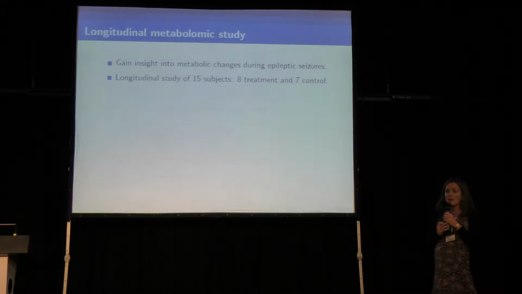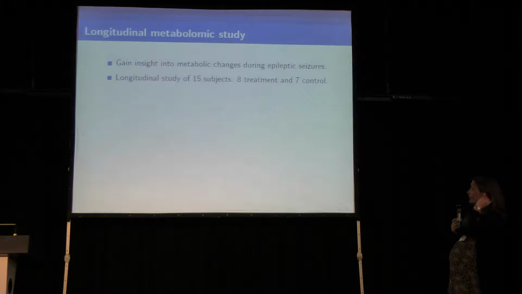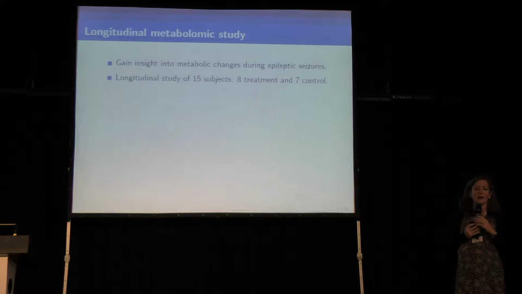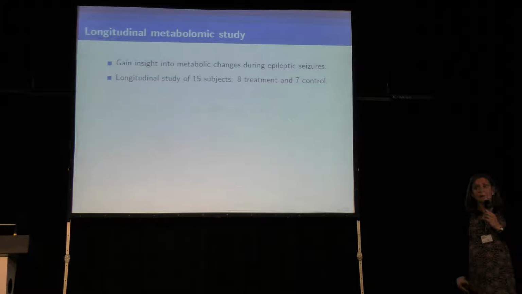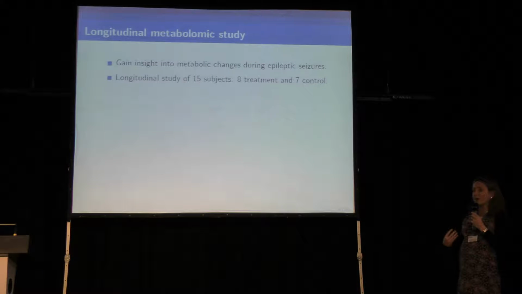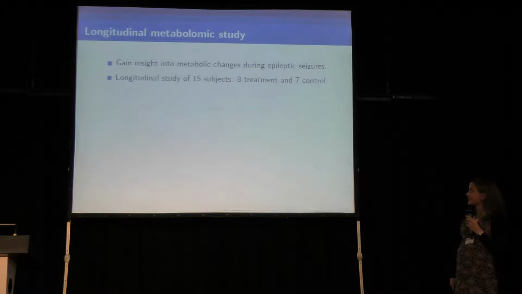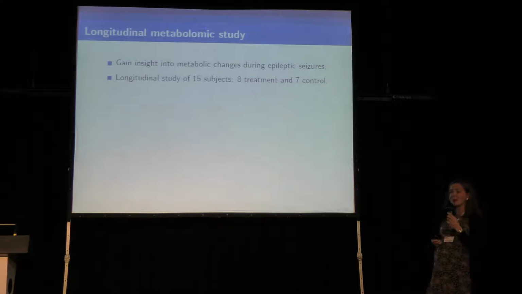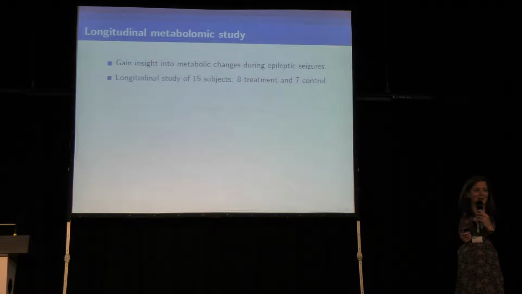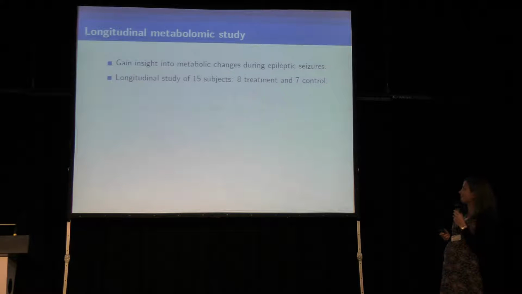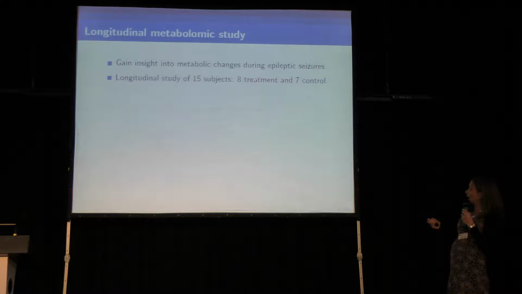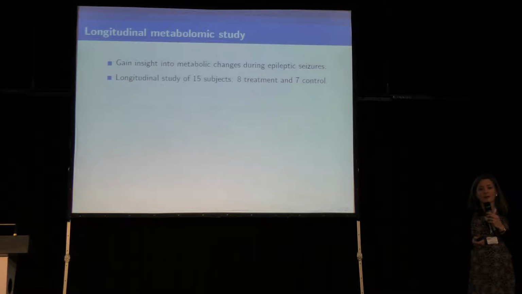The study itself that Lorraine developed in UCD was to essentially gain insight into the metabolic changes that are going on in someone's system when they have epileptic seizures. When I say small n, or small sample size, I mean small: 15. I asked her had she dropped a 0 at the end, but she said no, it was definitely 15 subjects in the study. So we're dealing with a very small sample size here. 8 were treatment subjects and 7 control.